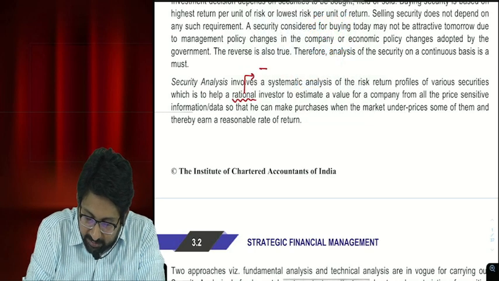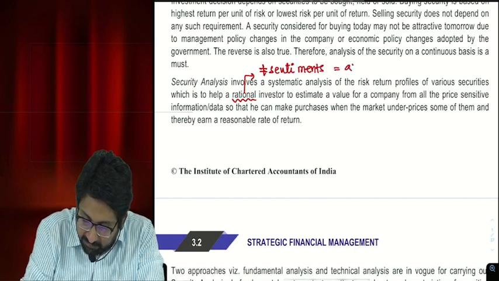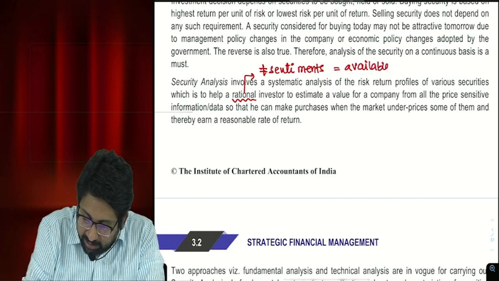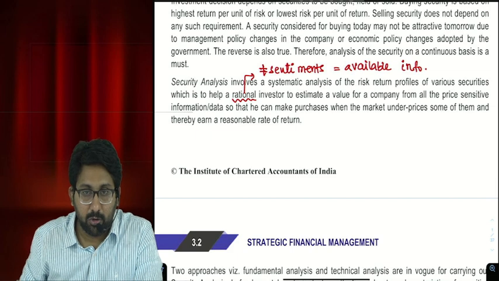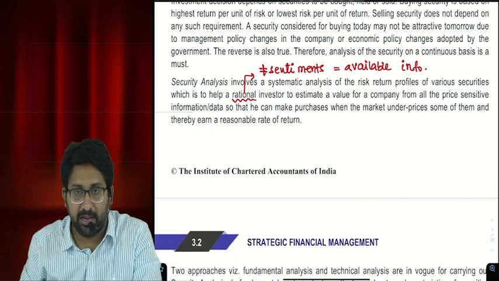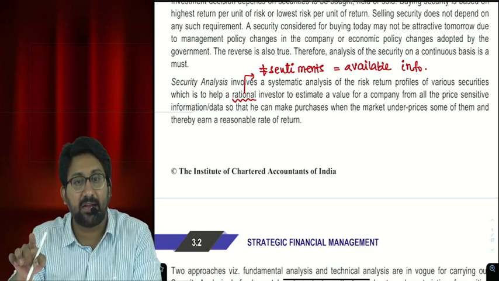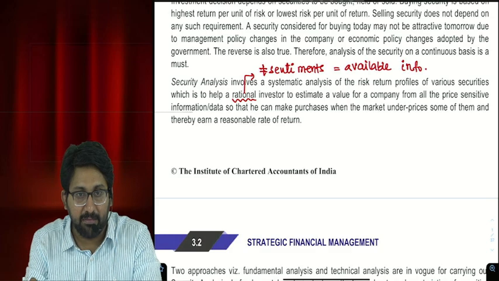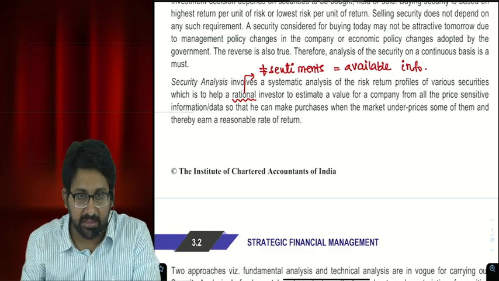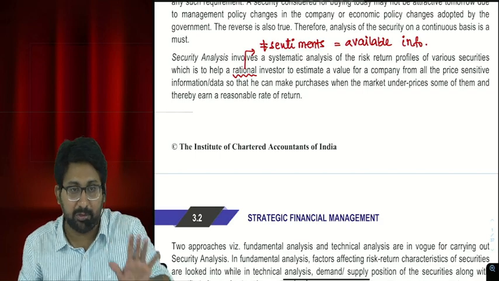Who works not on the basis of sentiments but on the basis of available reliable information. He estimates the value of a company from all its price sensitive information and data, and makes purchases when the market underprices some of them, thereby easily earning a reasonable rate of return. You can understand the meaning only once we go into the analysis part.